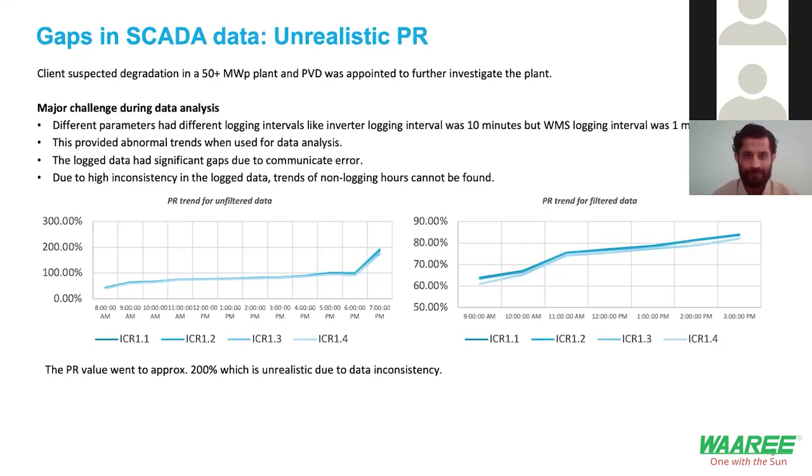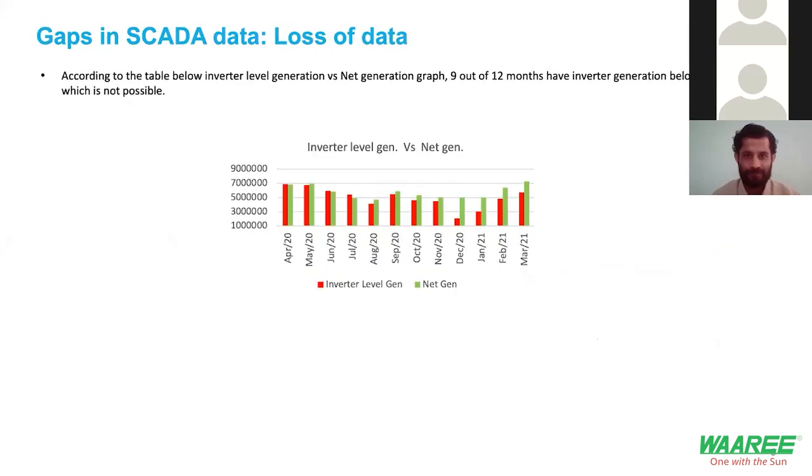So you see, there is a red bar graph and there is a green bar graph, and this is for a particular plant. The red is for inverter generation, total inverter level generation, and the green is net generation. Now it is coming out to be less than the net generation of the plant, which is absolutely clear here.